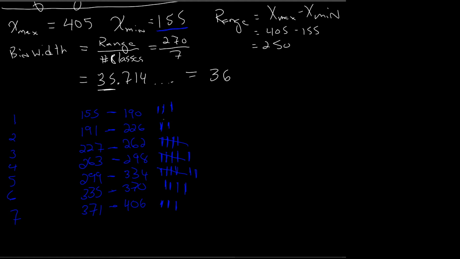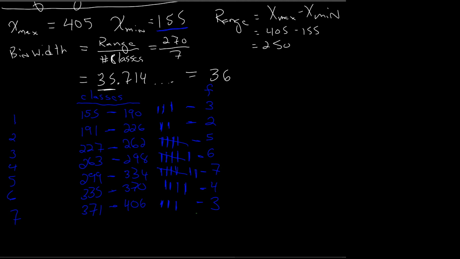And so I've made tally marks. I've gone through each piece of data, and we'll say these are my classes. And now I'm going to talk about the frequency. And so there's 3, 2, 5, 6, 7, 4, and 3. And so now I know how much of my data falls within certain areas.